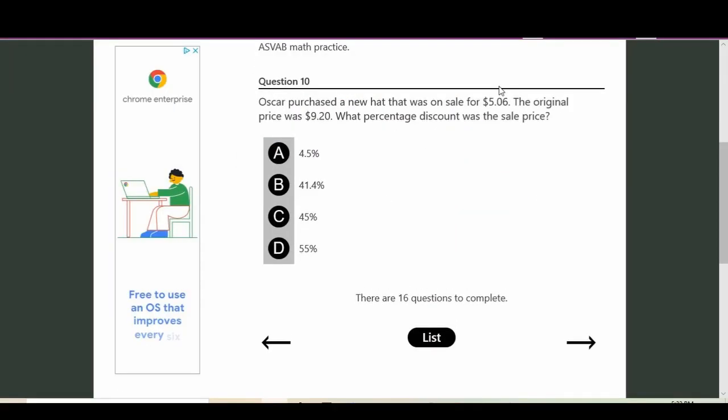Okay, question 10 says Oscar purchased a new hat that was on sale for $5.06. The original price was $9.20. What percent discount was the sale price?